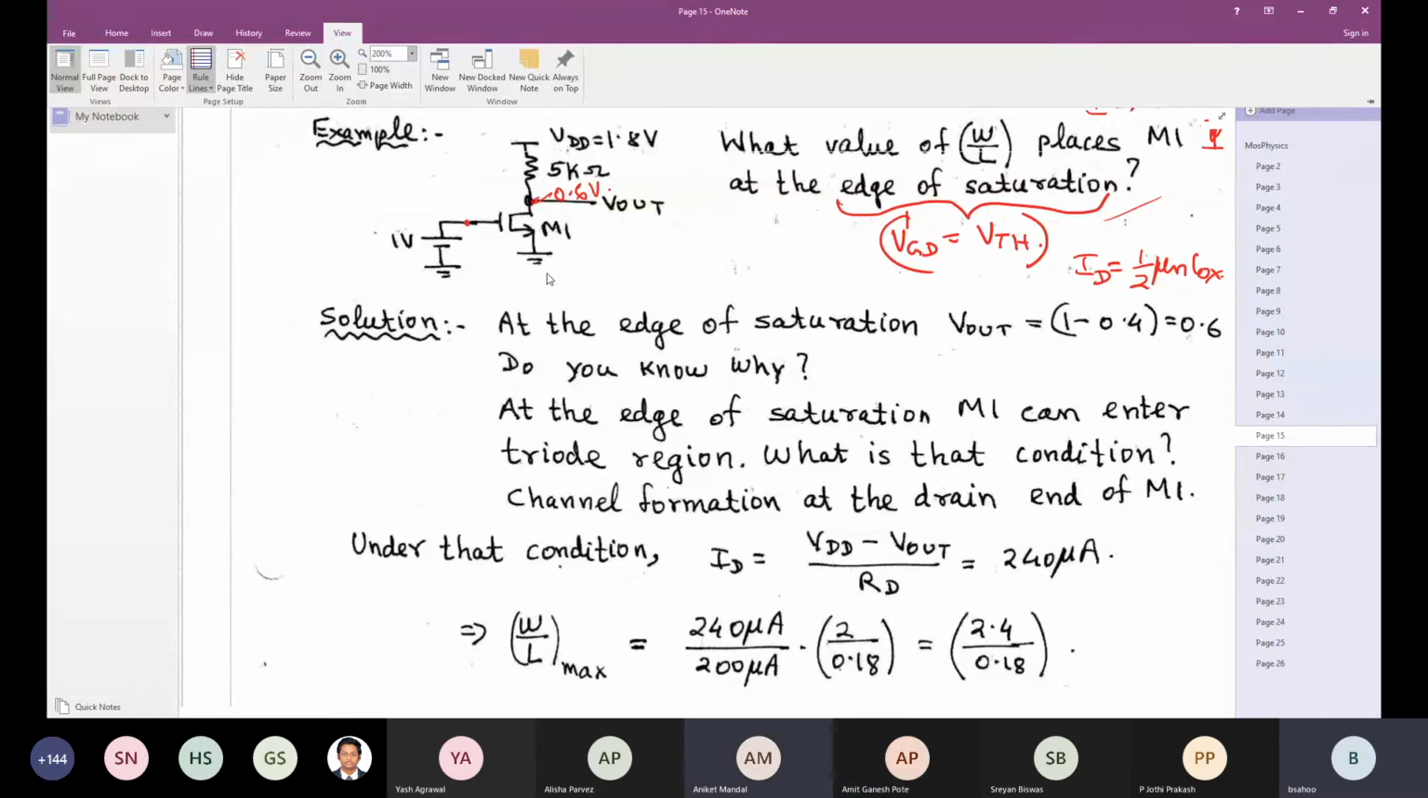No, it gets into the triode region. Now, what is the maximum value of W over L at which it will maintain saturation? That's why we call it W by L max. Am I clear? Does it answer your question? Yes, sir.